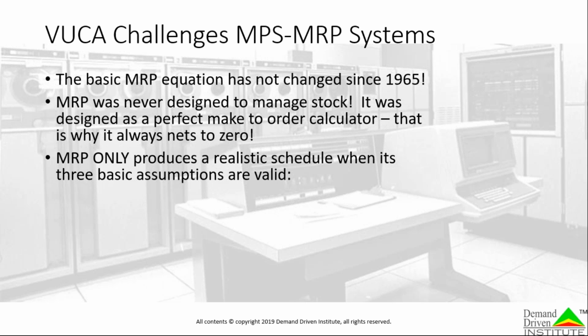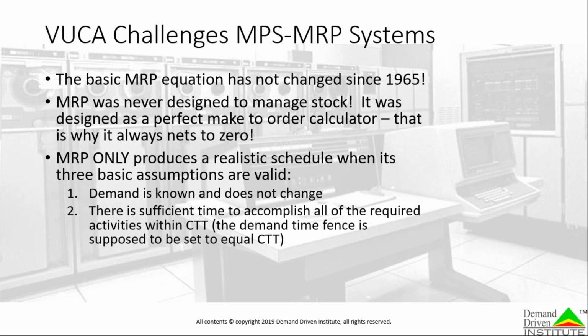But the problem is that MRP only produces a realistic schedule when there are three basic assumptions that are valid. One, demand is known and does not change. Number two, there is sufficient time to accomplish all of the required activities within the customer tolerance time. There's a rule in MRP that almost every company in the world that uses MRP breaks on a constant basis. And that rule for MRP to be effective has always been that your demand time fence should be set equal to your customer tolerance time.